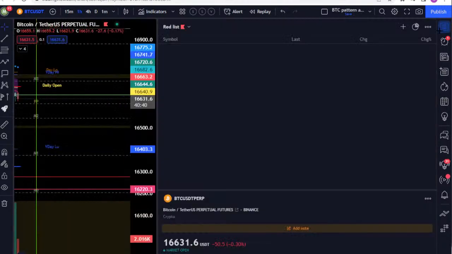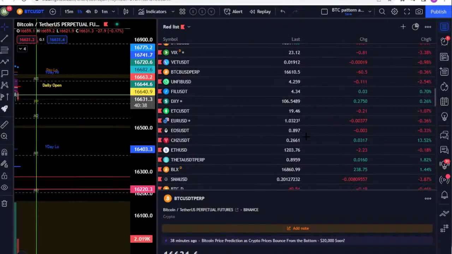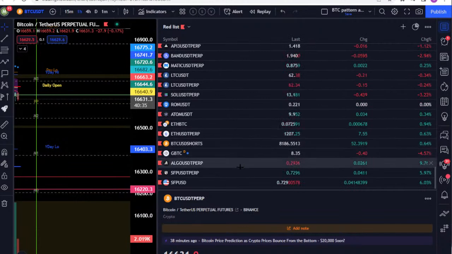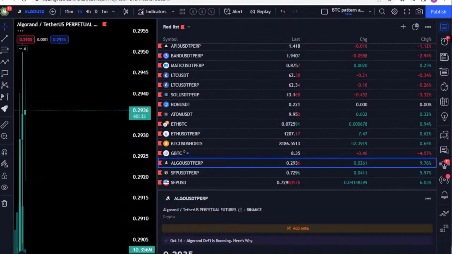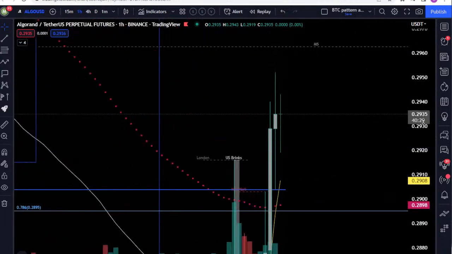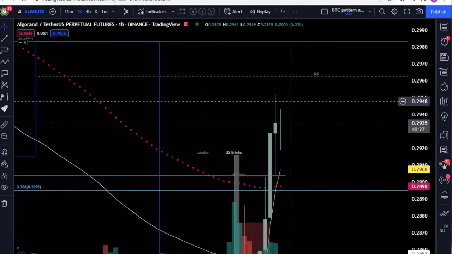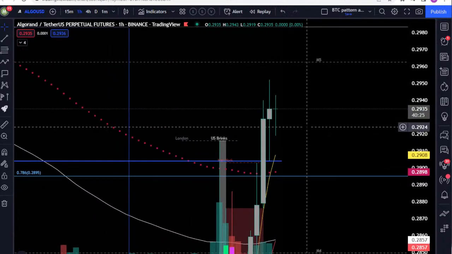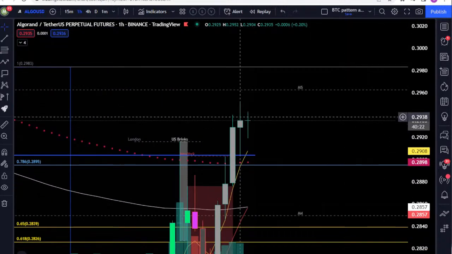The weekend might be interesting. We might be moving down. I'm not sure, but looking at the altcoins, they are pumping like crazy. They're having the times of their life. Look at that. One candle after another, continuation. But we're starting to wick to the upside. Might be momentum dying out.